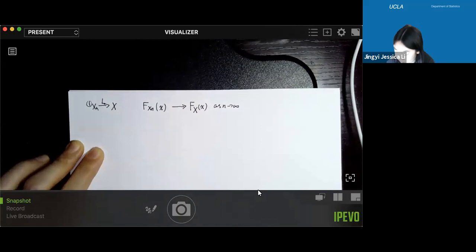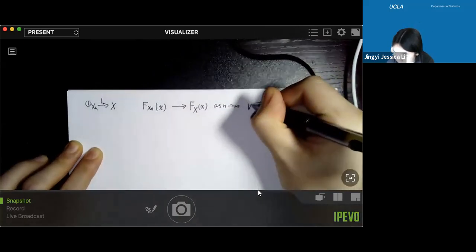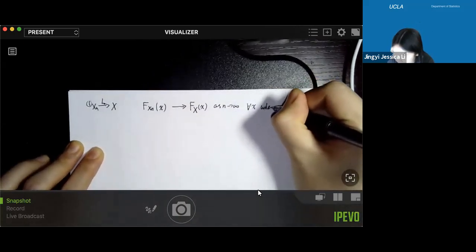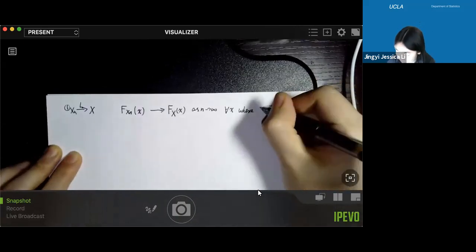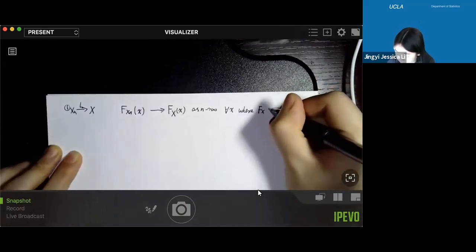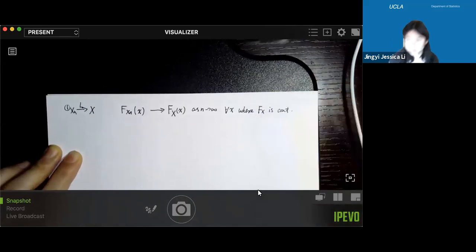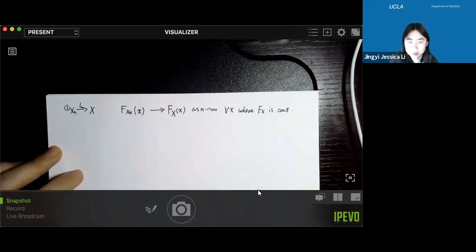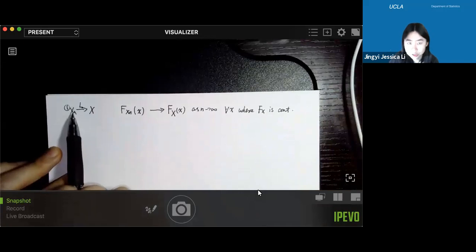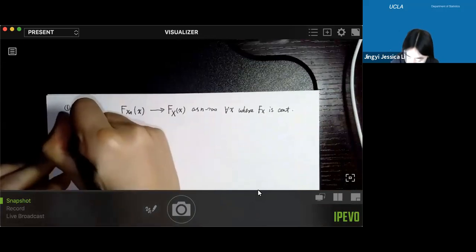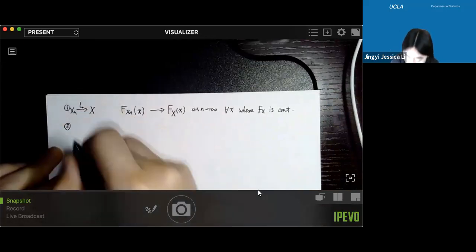And we want to have it for all the x where the limit CDF F_X is continuous. Okay, that's the first definition. And we said that for this convergence in law, there's no requirement on the joint distribution of Xn and X. And the second one is what we call convergence in probability.